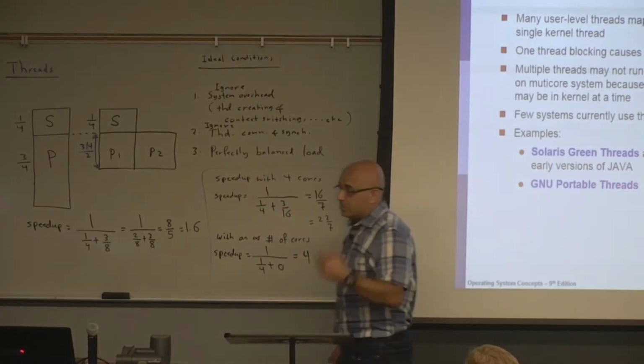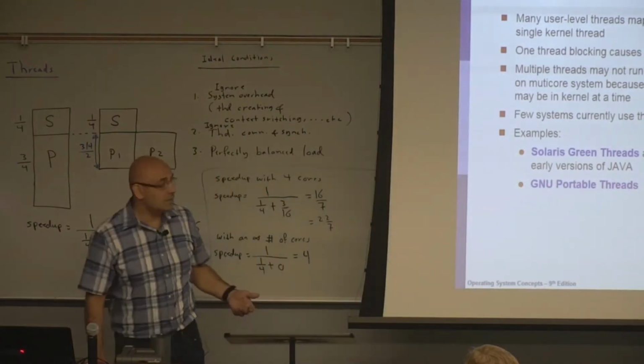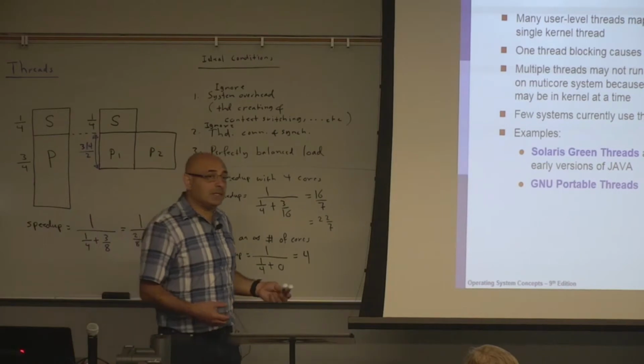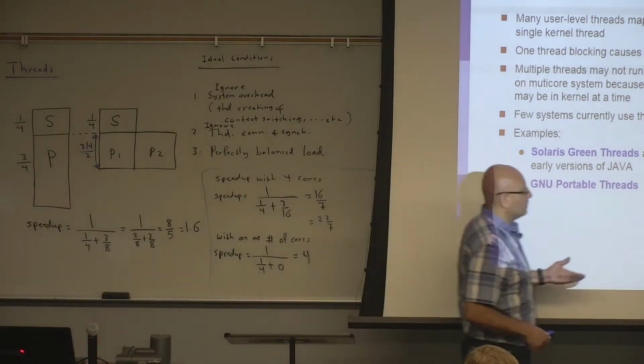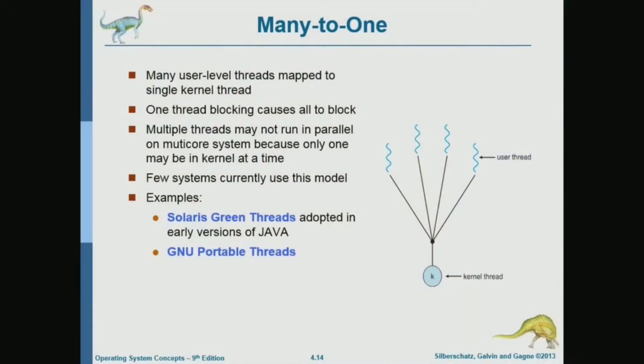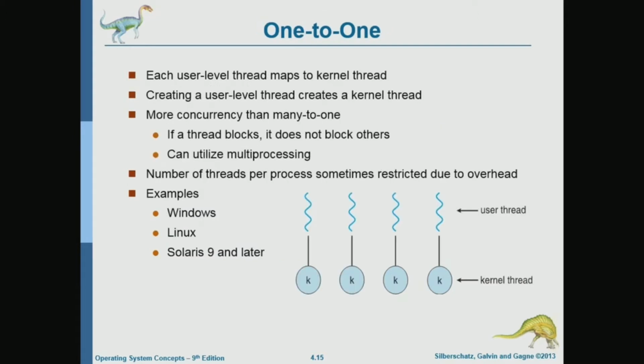only older systems used to do. Modern systems do not do this, because it's not giving you true parallelism. All the user-level threads are mapped into one kernel thread, which means you're not actually having parallelism. And if one thread blocks, it's going to block all other threads. So some of the older systems used to do this, but modern systems do one-to-one.